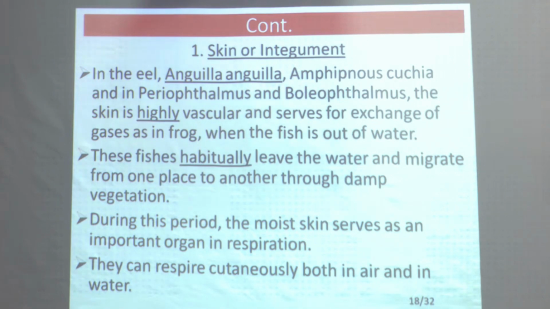When the fish is out of water, at that time the moist skin provides the surface for exchange of gases, that means environmental oxygen or environmental air can enter the blood capillaries and carbon dioxide from the blood capillaries comes out.